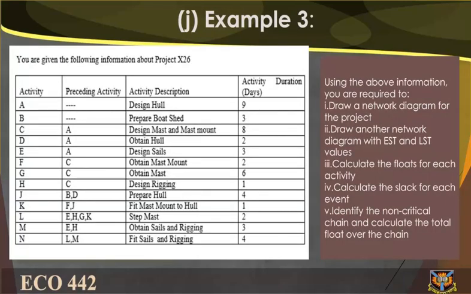J. Example 3. You are given the following information about project X26. Using the above information, you are required to: 1. Draw a network diagram for the project. 2. Draw another network diagram with EST and LST values. 3. Calculate the float for each activity. 4. Calculate the slack for each event. 5. Identify the non-critical chain and calculate the total float over the chain.